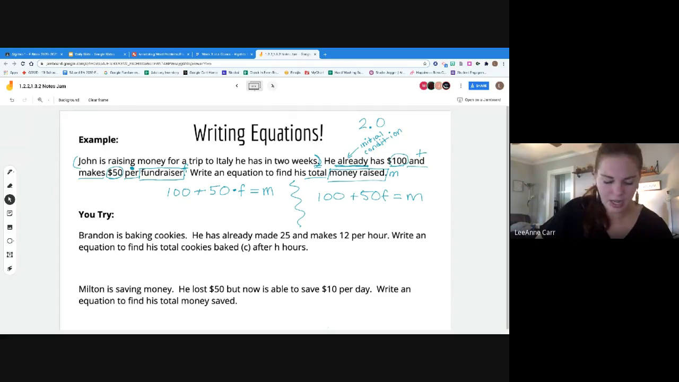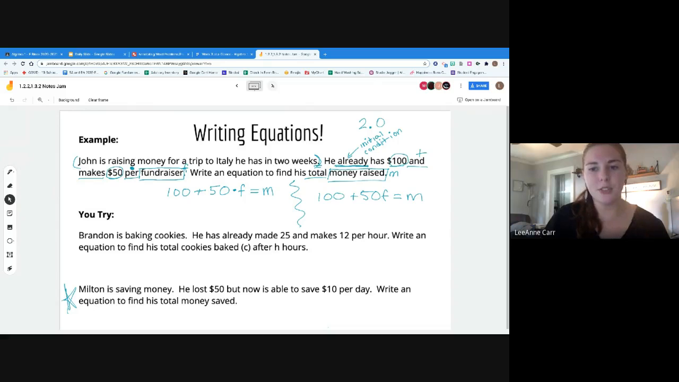Let's look down. I'm going to skip the second one since we're all feeling pretty good. And let's just do the problem with Milton. And I'm going to move a little bit faster through this one since we already did an example very similar to it. First things first, read the whole thing through. So here we go. Milton is saving money. He lost $50. Oof. But now is able to save $10 per day. Write an equation to find his total money saved.